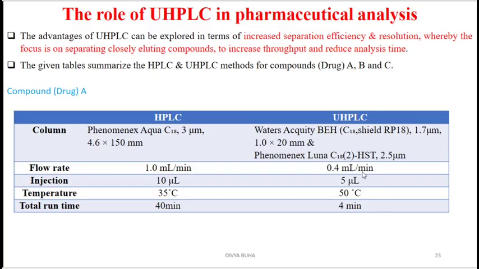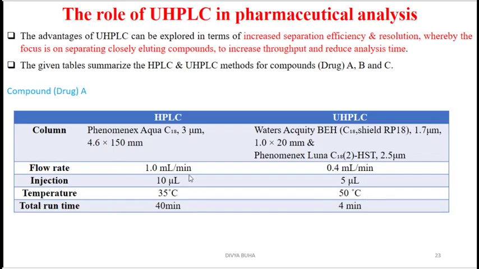So the consumption of the solvent would be lesser in UHPLC and the overall cost of the analysis would decrease due to this. If you see the injection volume of the sample, it would be 10 microliter in HPLC and 5 microliter in UHPLC. So if you have a small amount of sample, then UHPLC could be preferred over the HPLC technique. If you see the temperature, then it would be around 35 degrees Celsius in HPLC and 50 degrees Celsius for UHPLC.